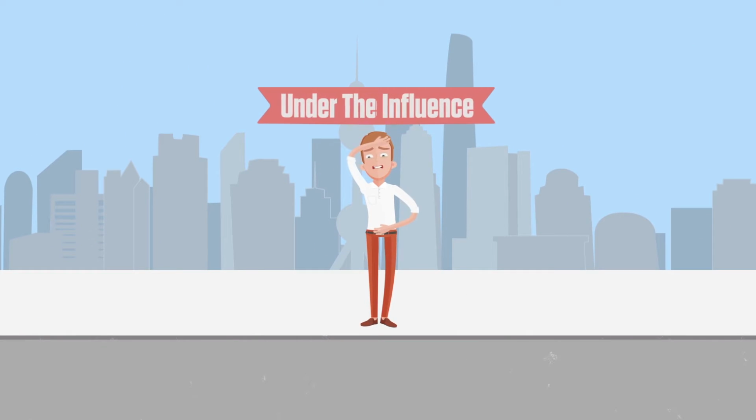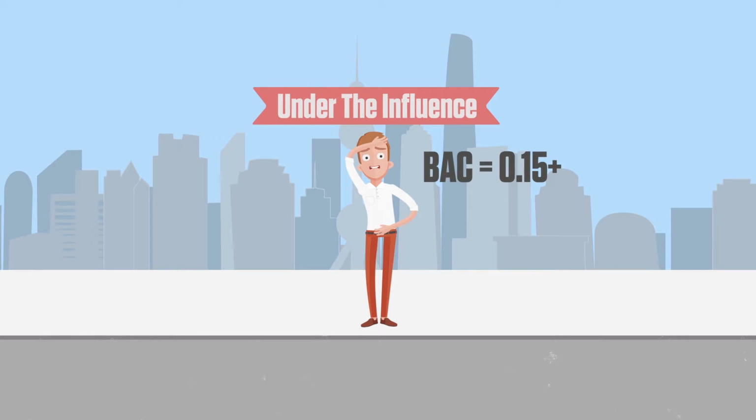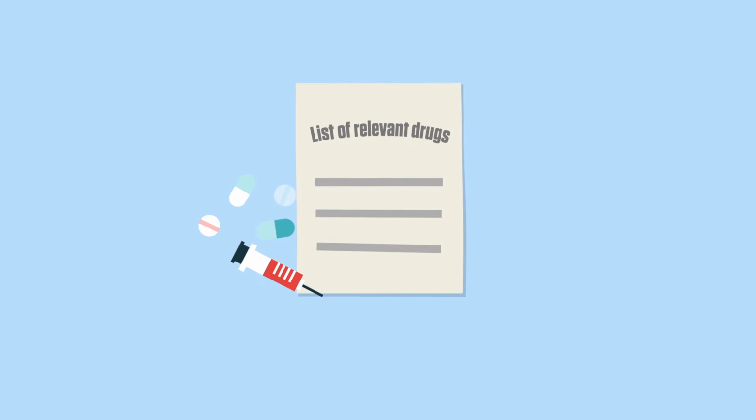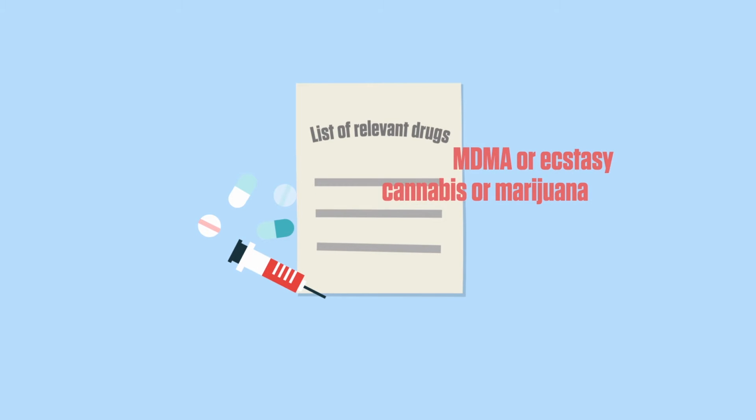You may be considered under the influence if you have alcohol or another intoxicating drug in your system and you are affected by it. You will be presumed to be under the influence in relation to alcohol if your BAC is 0.15 or greater. Currently, relevant drug means MDMA or ecstasy, cannabis or marijuana, and methamphetamine or ice. Note though that this list could expand at any time.